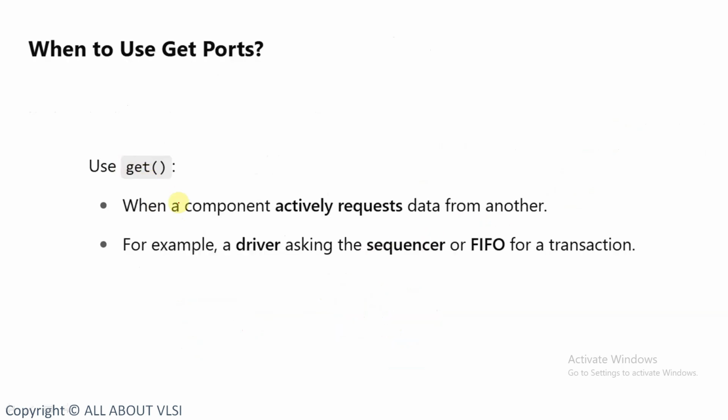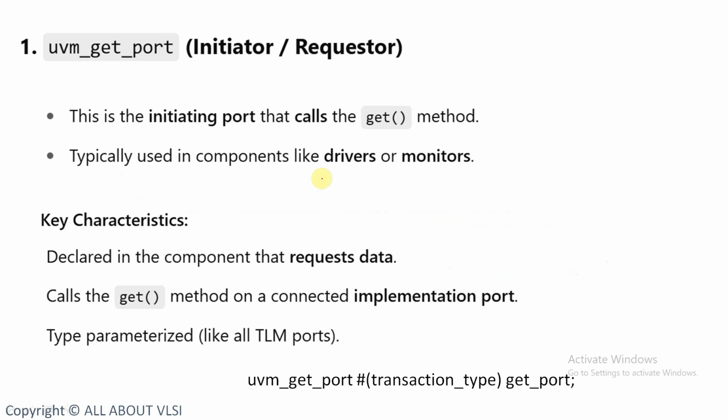Using the get port, a component actively requests data from another. For example, a driver asks the sequencer or a FIFO for a transaction. These are examples where we use get ports. We have already seen put ports, and in the same way we use get ports. This is an initiating port that calls the get method. Previously we were using the put method, and now we are going to use get methods. It is typically used in components like drivers or monitors.